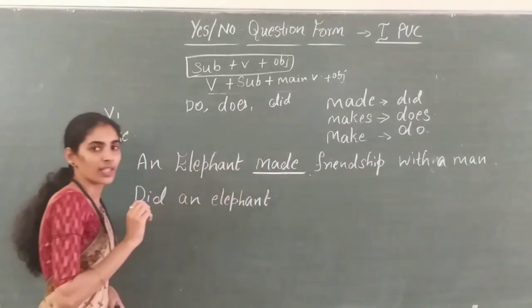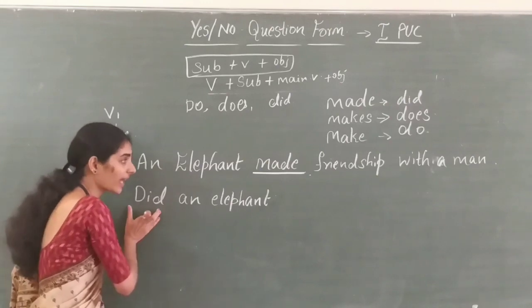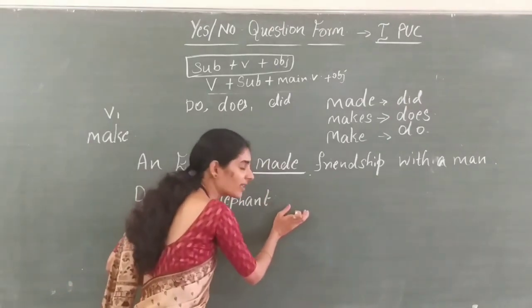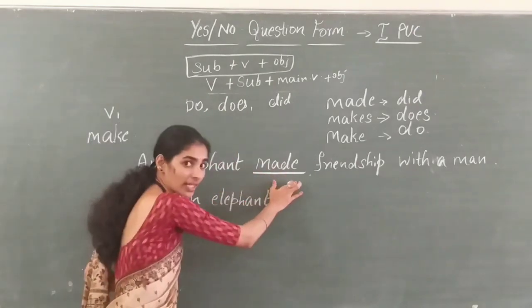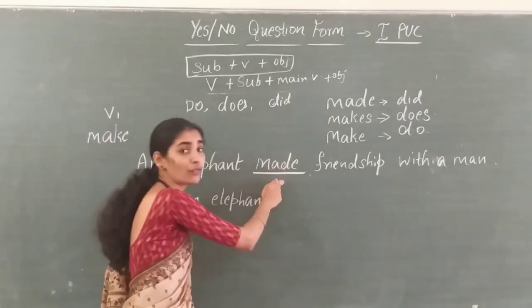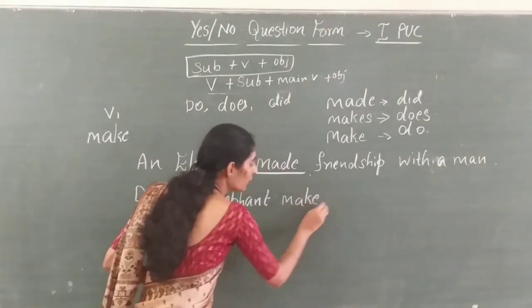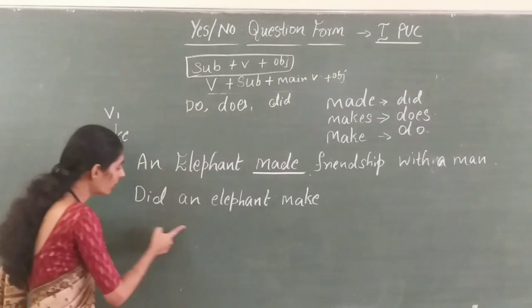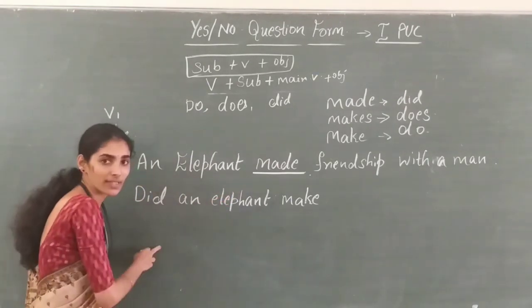Now, what you have to do? Remember, once you write did, again you should not write the past form of the verb. So now you cannot write made, but you have to write the present form of made, that is make. Why do we have to write make here? Because we have already written did here, which suggests that this is past tense.